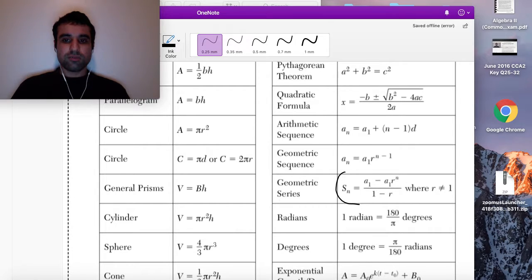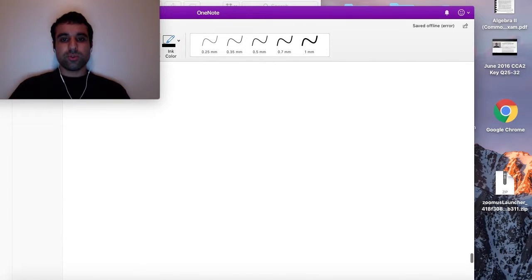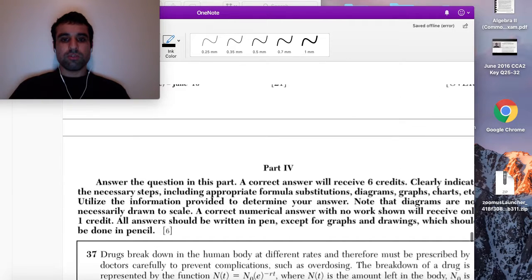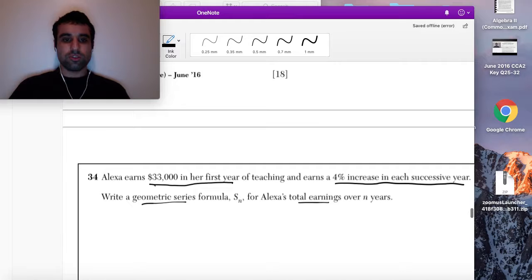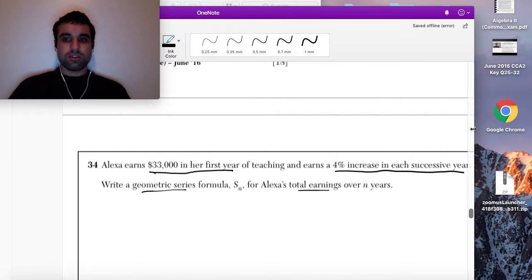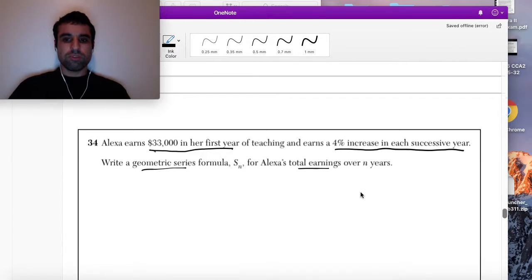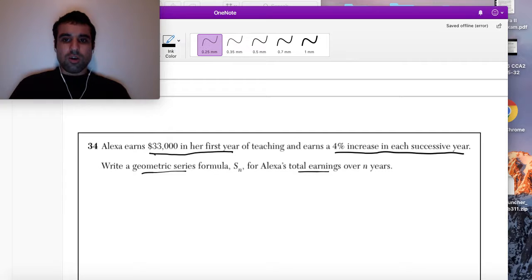S sub n is equal to a1, the first term, minus a1 times r to the n, all over 1 minus r, where r is not equal to 1, because then it wouldn't really be growth or decay. It would just be a constant function, so that wouldn't be exponential or increase at all. So I'll write the formula up here, even though you don't have to write the original one.